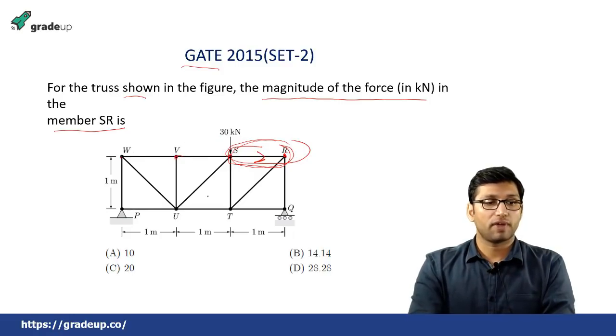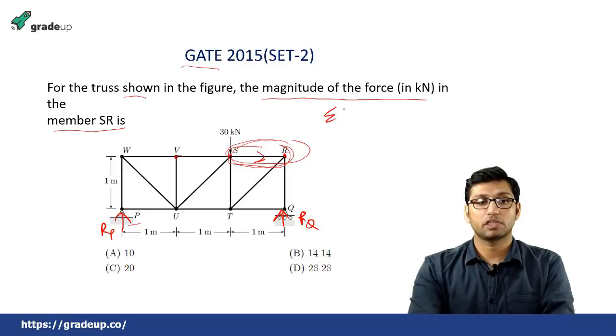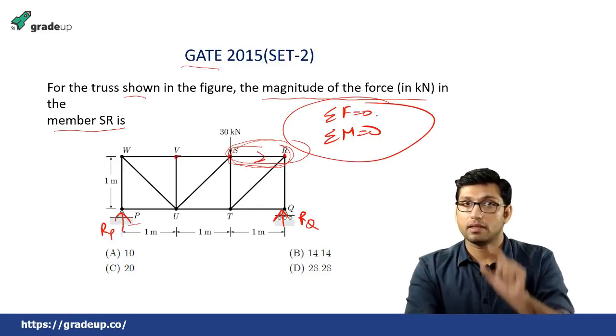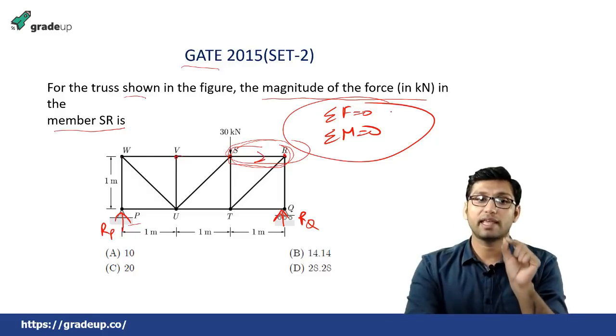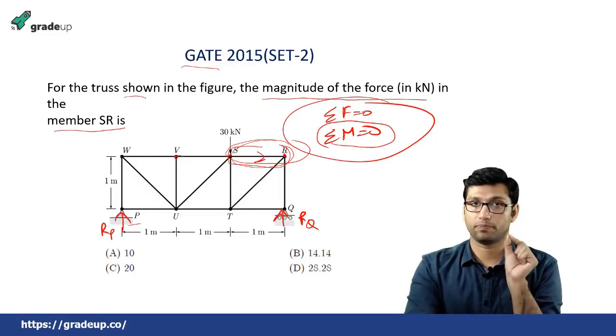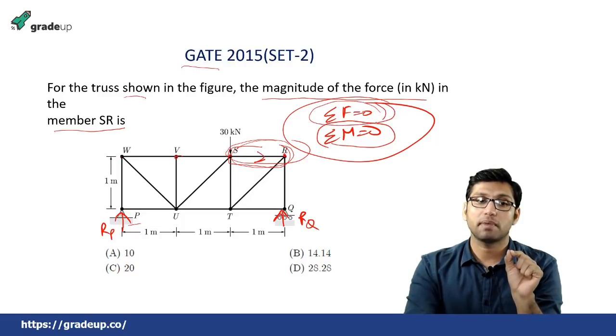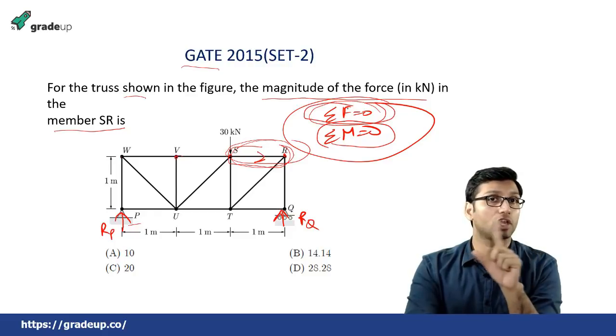Now how are you going to find it? Firstly, you need to replace these supports with reaction forces. So these supports will be removed and there will be reaction force RP here and reaction force RQ here. Now we will apply the equations of balance of forces and balance of moment. Since this is the method of section, here we can apply equilibrium of moment also. Had it been the method of joint, then we could only apply equilibrium of forces, not equilibrium of moment.